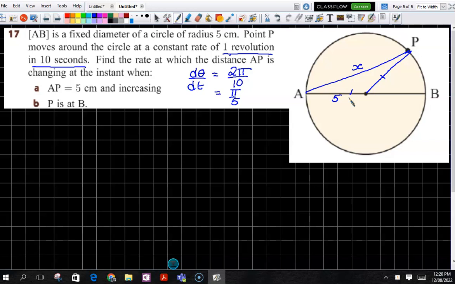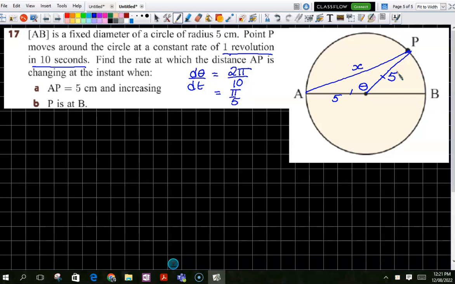Where are we going to put our theta? Because it's going around and around and around. It keeps going around, and this is going to keep coming around. So where's our theta? If that's 5, that's 5. What's rearing its ugly head again? Cosine rule. Okay, so that's your hint for question 17. See how it goes.